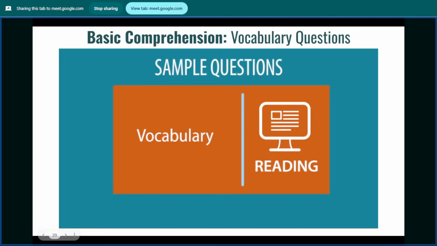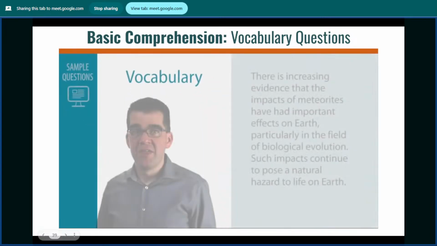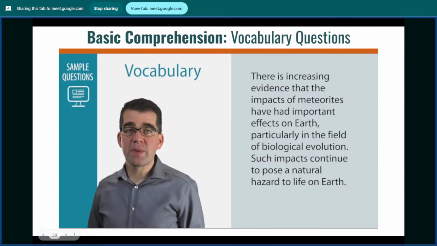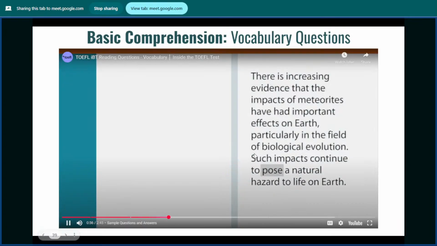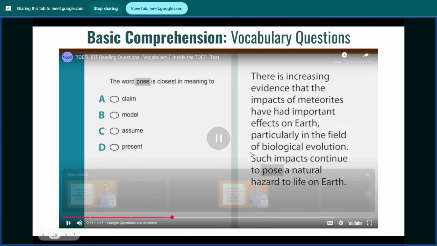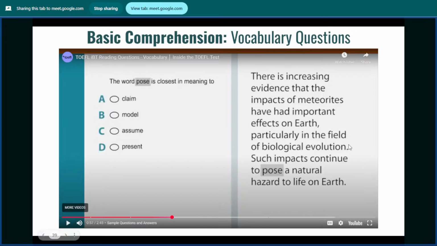Now let's look at a sample vocabulary question. This one is from a reading passage about meteorite impacts. Here's an excerpt from the passage with the vocabulary word highlighted. Here's the sample question. Try doing it. There is increasing evidence that the impact of meteorites has had important effects on the Earth, in particular in the field of biological evolution.